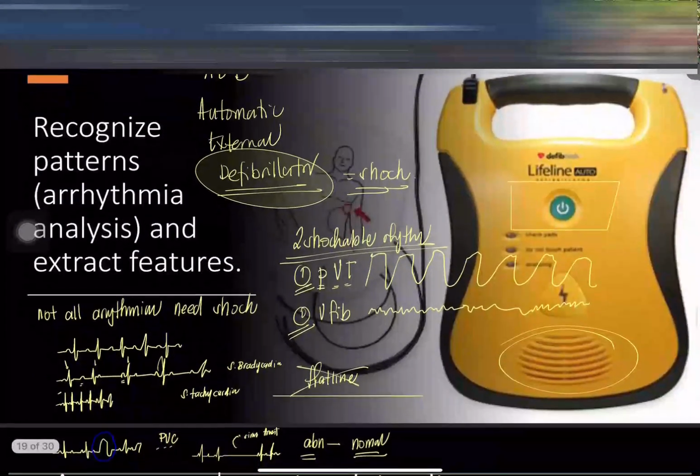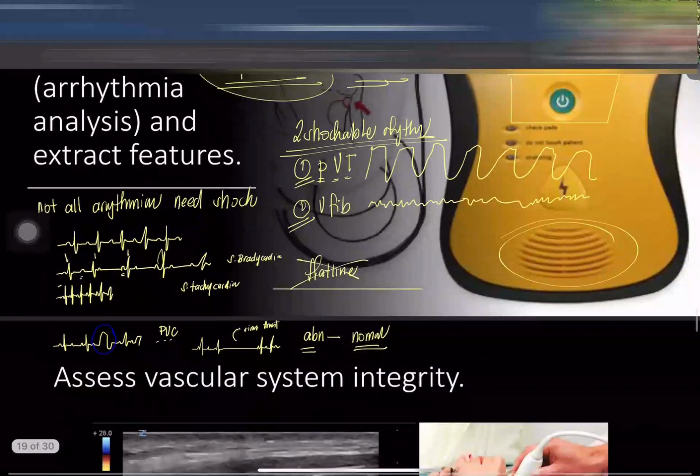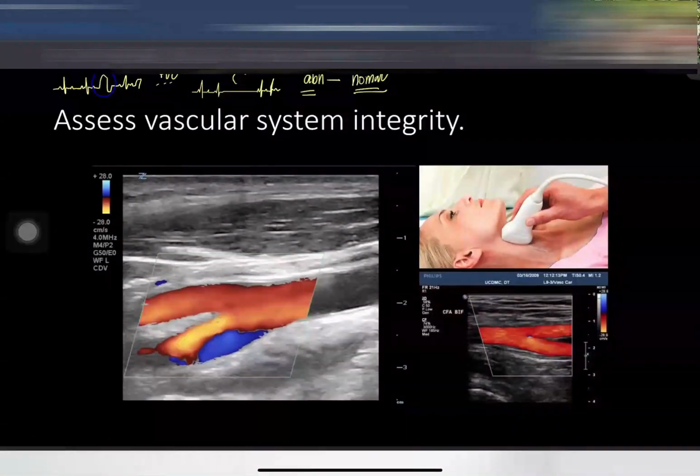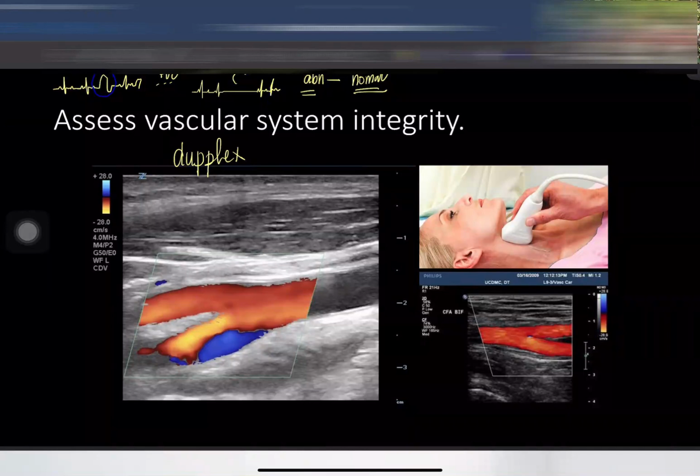Next, it also assesses your vascular system integrity. Okay? Class, what you're seeing on the screen is what you refer to as your duplex scan. Okay? What is the spelling of duplex? Let me check the spelling first, because I might endorse the wrong spelling to you.